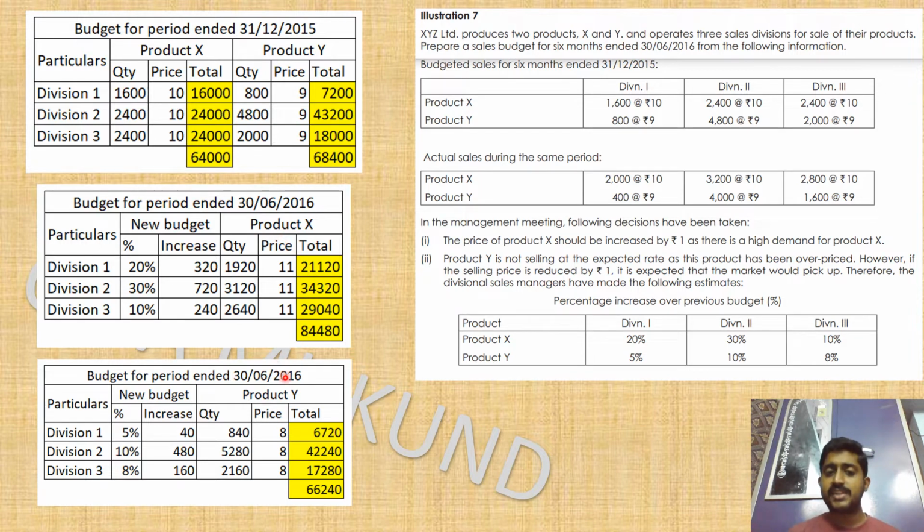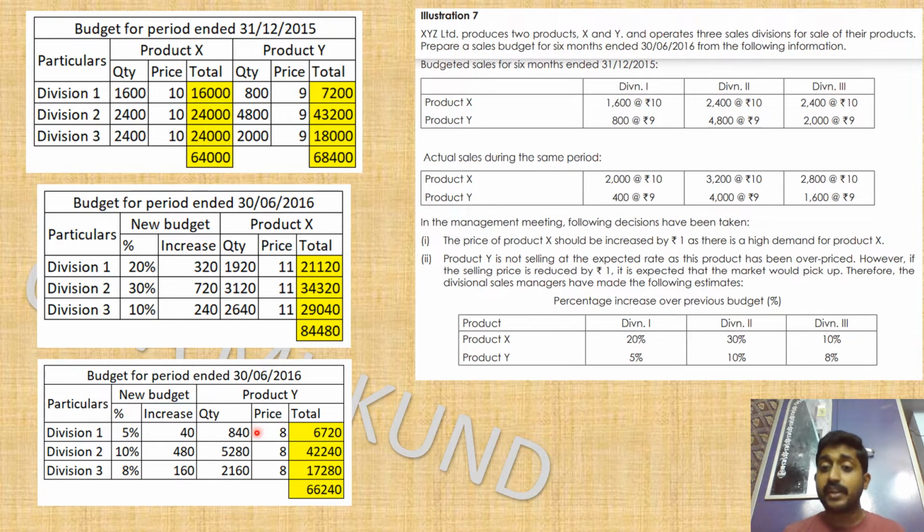Same way you can do the same math for the product Y. The quantity increase percentage is given here. Price reduction is given. So the price as per the last 6 months is 9 rupees. But now we are reducing it by 1 rupee to 8 rupees, and you can do the same math. Your product Y revenue will be 66,240.